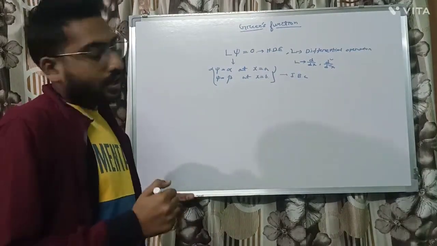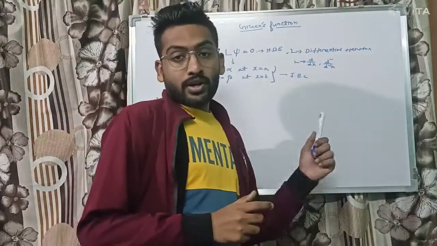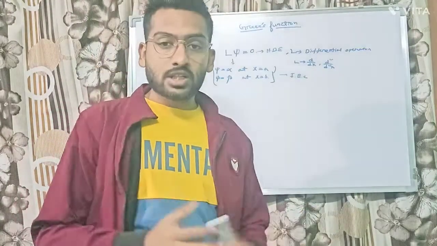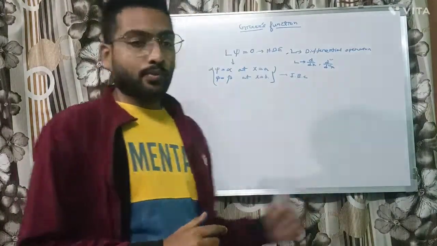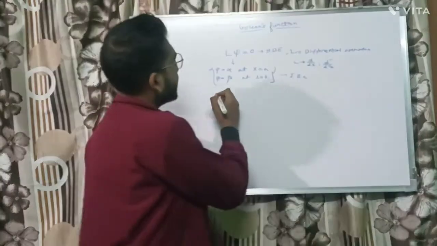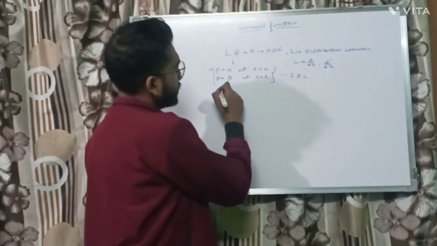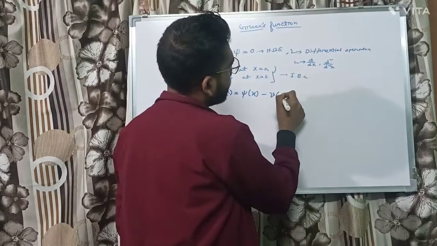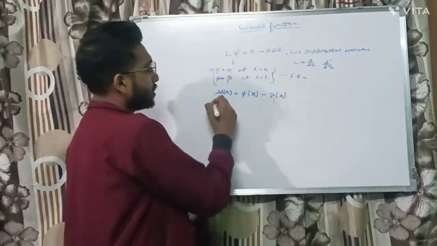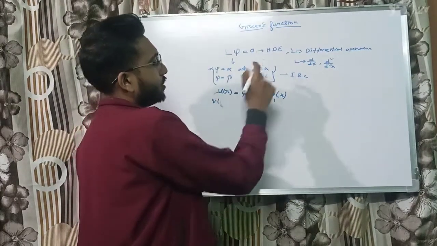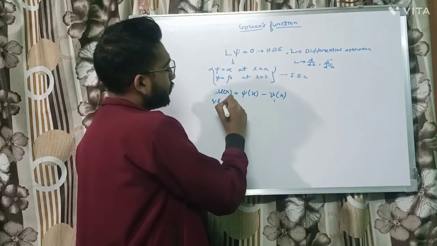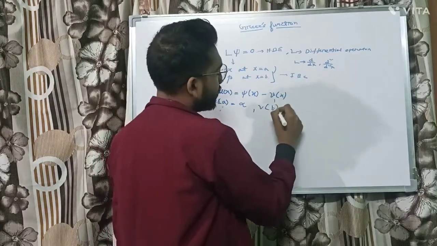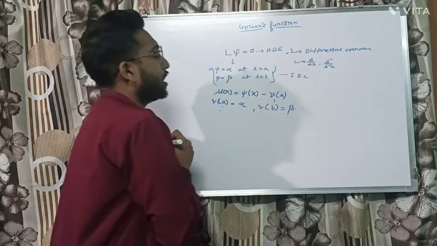If I impose this boundary condition on this equation, what will happen? It will behave like an inhomogeneous equation with homogeneous boundary condition. I am going to prove this. For this, let us define a function u(x) equal psi(x) minus v(x). This function v(x) has the same characteristics as psi: at some point a, this function will also have the value alpha, and at some point b, this function also has the value beta.